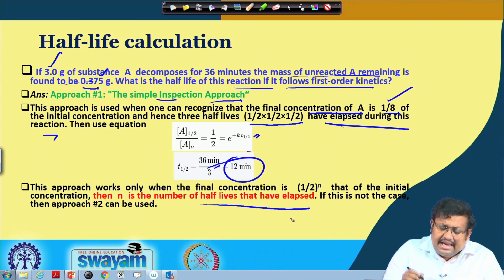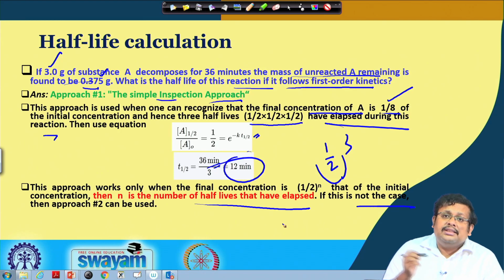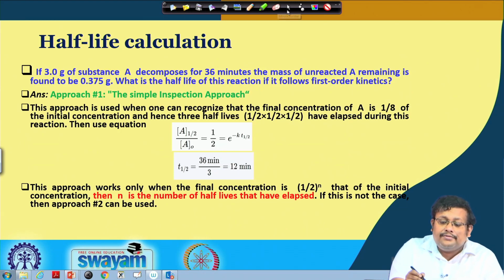So, here we can see it has elapsed 3 cycles of half life. So, we divide it and ultimately we get the half life. Otherwise, if it is not the case, where the final concentration is not 1/2 to the power n of the initial concentration, then we have to go for the brute force approach.